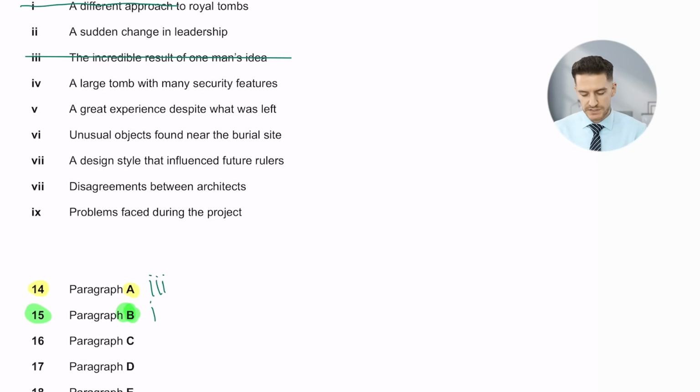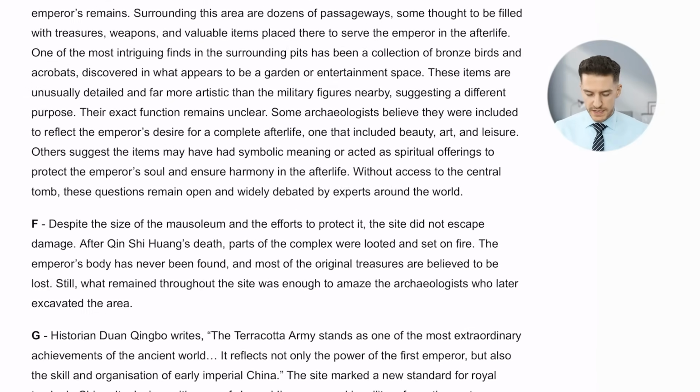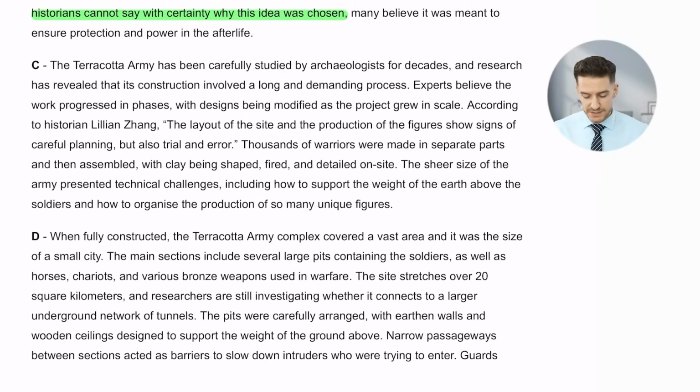So I'm happy to say that 15 will definitely be 1, a different approach to royal tombs. So again, we can cross that one out. So now we have less headings to choose from when it comes to the next question. So let's move on and have a look at 16 now, which is about paragraph C. So let's go back up to the paragraphs and see if we can find what paragraph C is about.